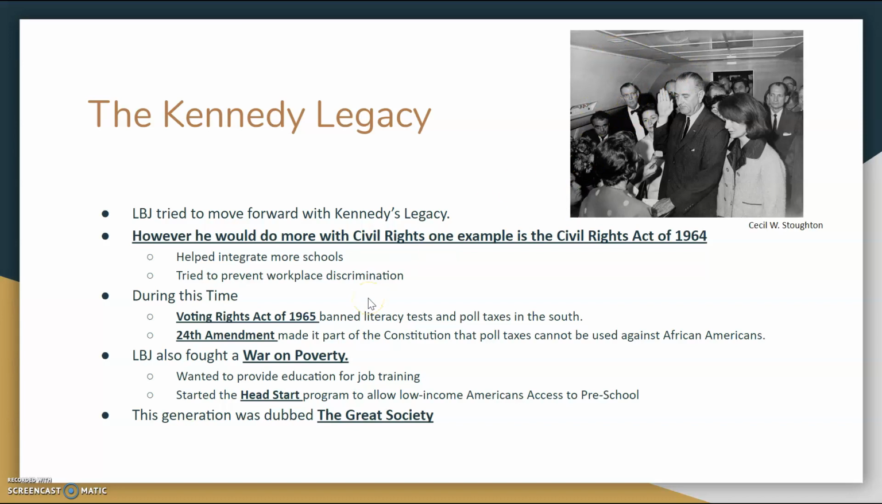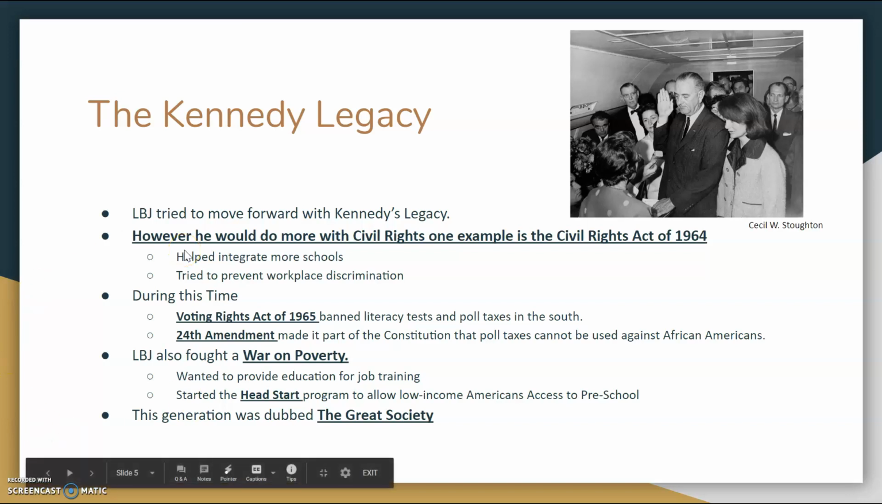Other things that LBJ did, he passed the Voting Rights Act of 1965, which banned literacy tests and poll taxes in the South. These were measures that were intended to try to keep the black population from voting. And also under his watch was the 24th Amendment, which made it not only just a law, but now a constitutional amendment that said that poll taxes could not be used against African Americans in the South.